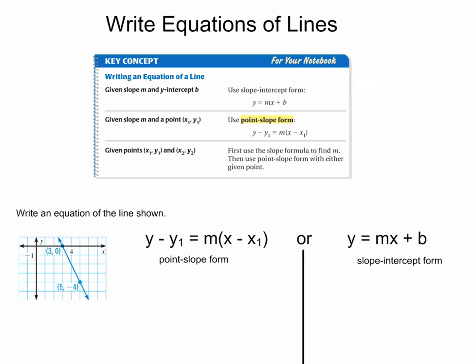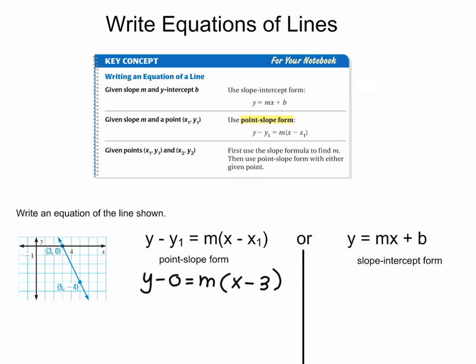So if we use our point slope form, I am going to use, let's say, the point 3, 0. I'm going to leave the y there. My y1 is 0. My slope I don't know yet. X I will leave. My x1 is 3. Now, you can see that I have too many variables here. I have y, I have m, and I have x. So I need to try to figure out a value for m.